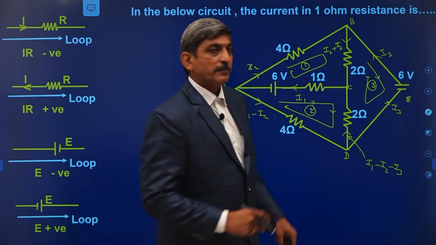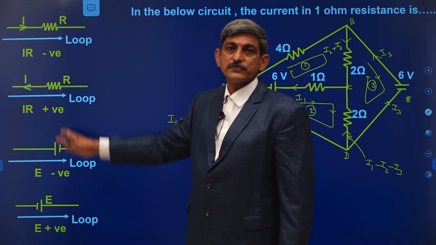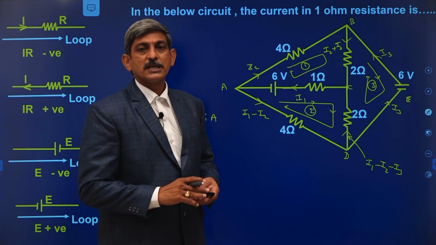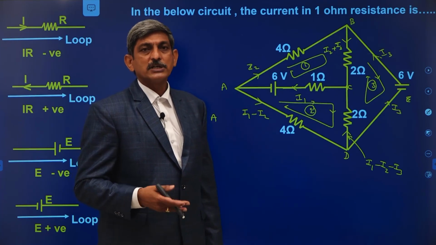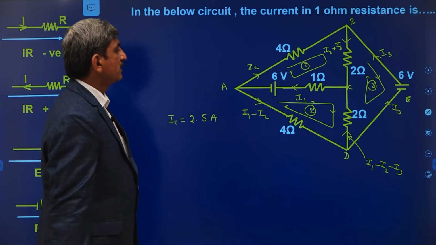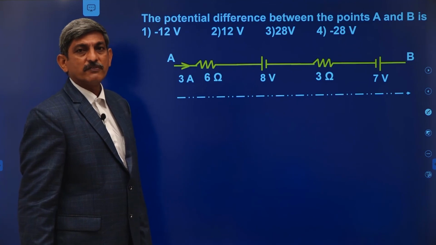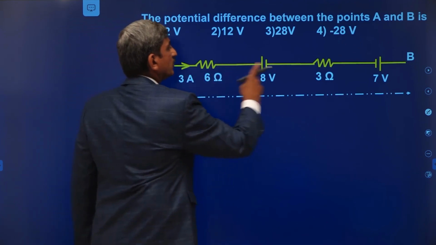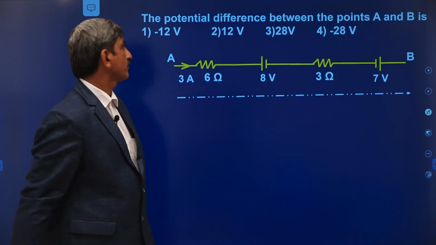After that, by following these four rules, we have to write down the loop equations, and after solving the loop equations, we will get the unknown currents. Okay, right? Now I am going to explain the other model of the Kirchhoff laws. See here, just a path is there from A to B. There is no loop in the given problem.